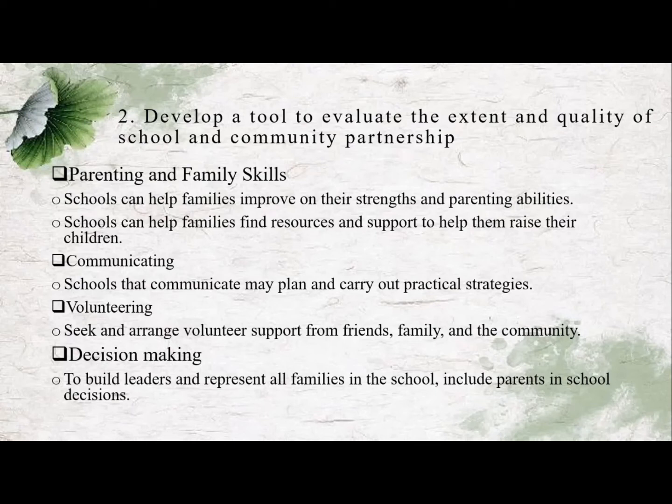Decision making: to build leaders and represent all families in the school, include parents in school decisions. Like what I discussed, include parent representatives on the school's advisory council, improvement team, site-based management team, or other committees, since the school has PTA meetings.